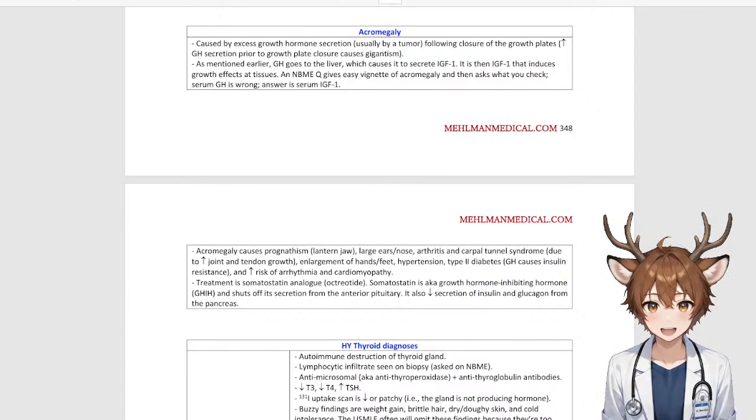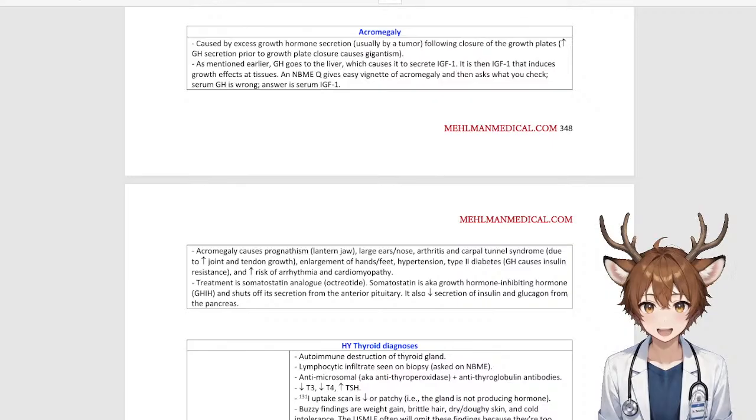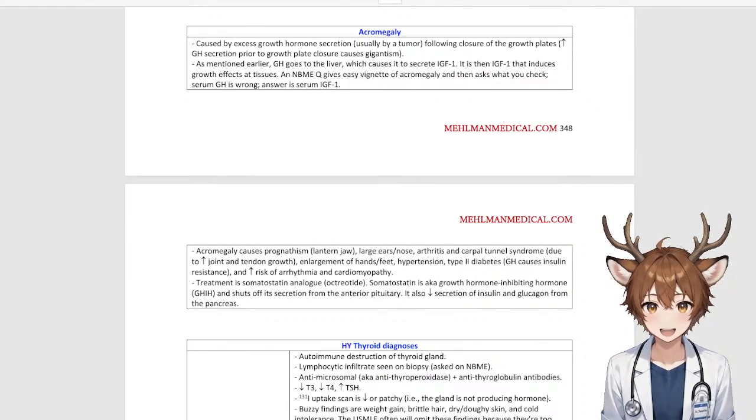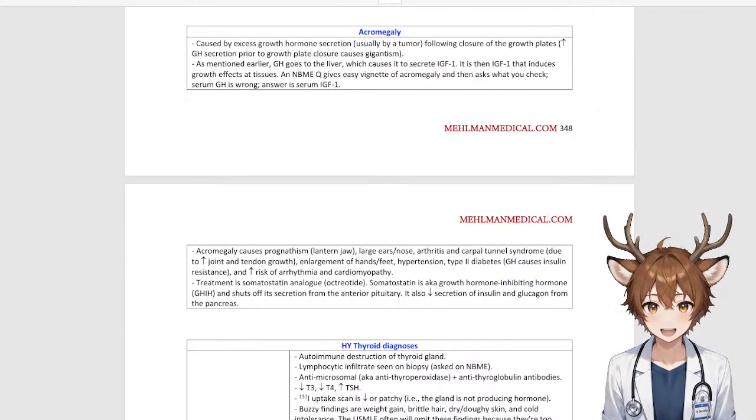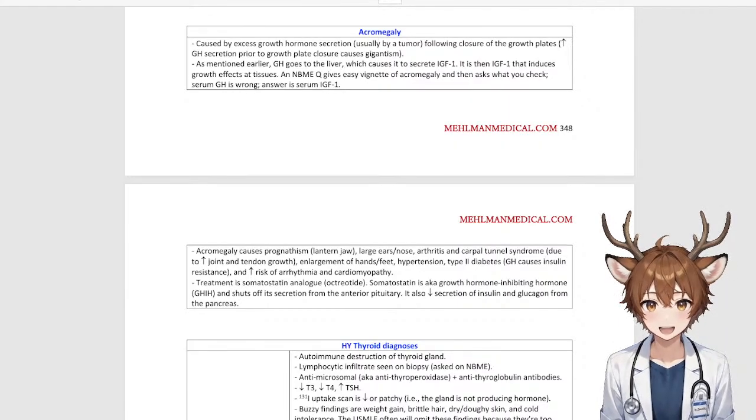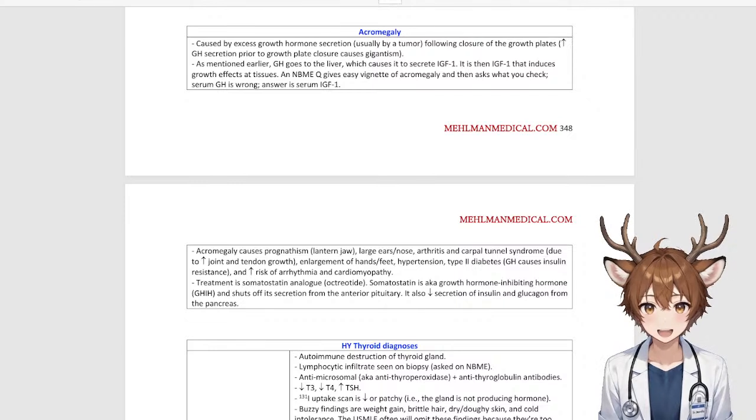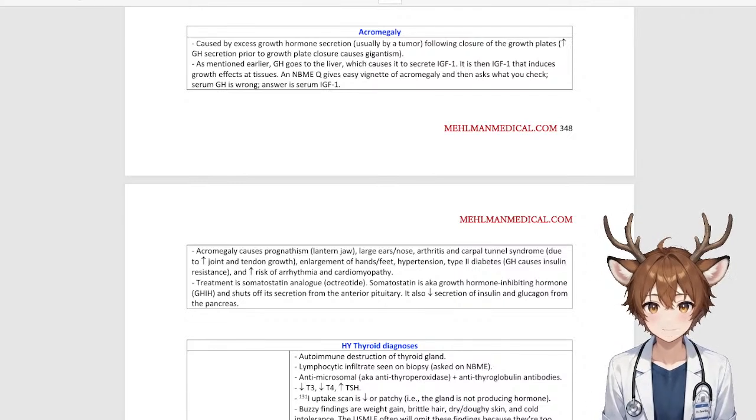As mentioned earlier, growth hormone goes to the liver, which causes it to secrete IGF-1. It is then IGF-1 that induces growth effects at tissues. An NBME question gives an easy vignette of acromegaly and then asks what you check. Serum growth hormone is wrong. The answer would be serum IGF-1.